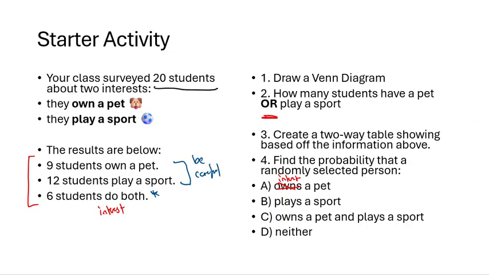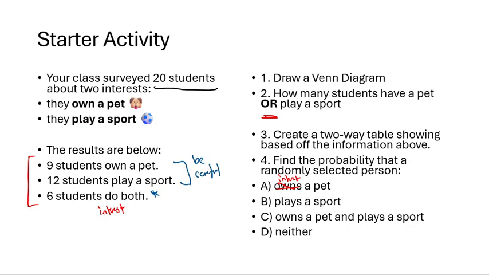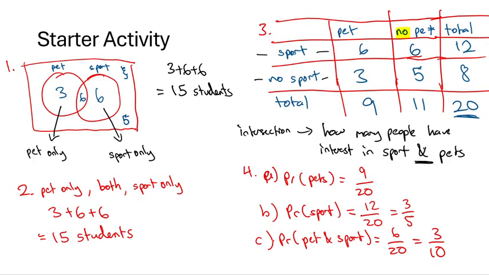Part C is pet and sport. So P of pet and sport, and that will be 6 out of 20. And then that can be simplified as 3/10. And then finally, P of neither equals 5 out of 20, which equals 1/4. I'm sorry if it's a bit smushed, but yeah, there we go.